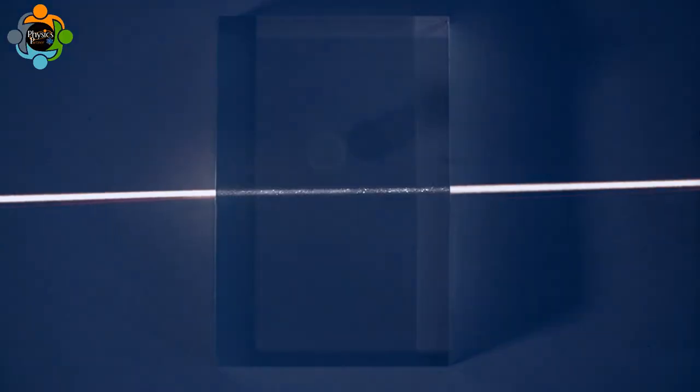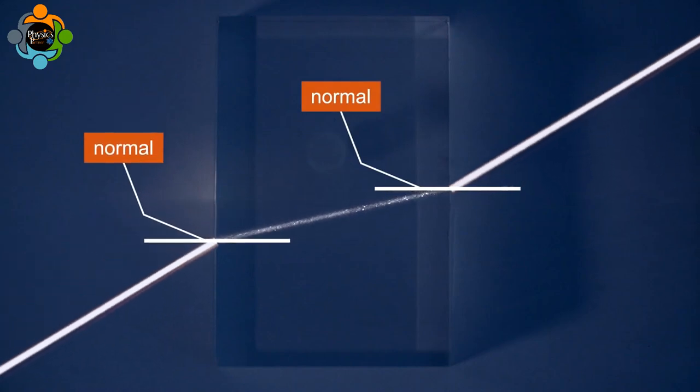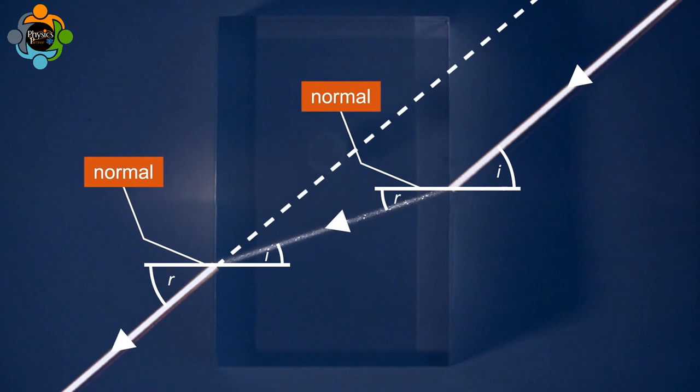At an angle of incidence of 0 degrees, no refraction is observed. As the angle of incidence increases, the angle of refraction increases. The ray of light slows as it enters the block, so it always changes direction towards the normal. The ray of light leaving the block is always parallel to the ray of light entering the block.